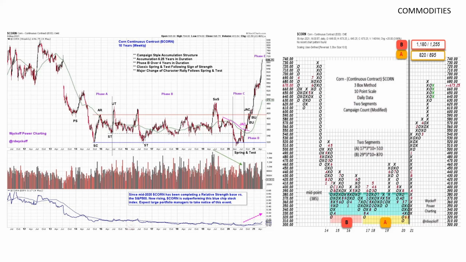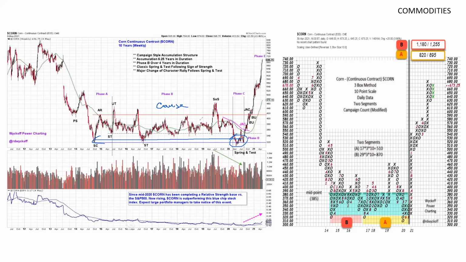So this is a classic accumulation structure on the left on the vertical chart, and it's so large for this continuous contract for corn futures that it goes all the way back to 2014, which is where the selling climax occurs, then the automatic rally, and the market becomes range bound after a bear decline. And look at the amount of time it's spent building a cause, an accumulation cause, for an important run up.